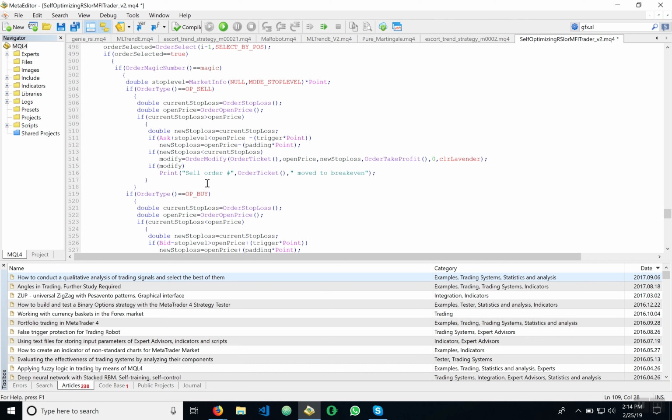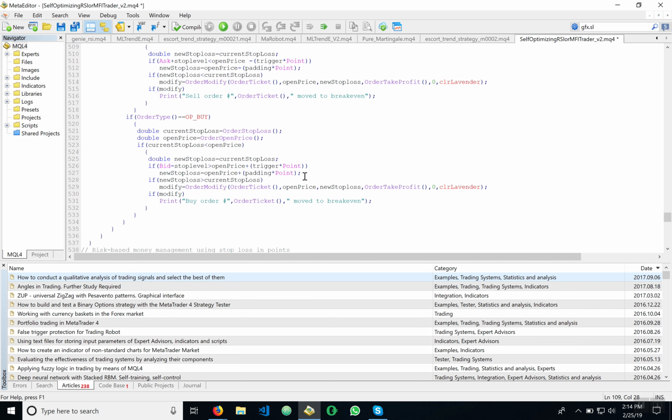If the new stop loss that it will incur on this trade is going to lead to a bigger number than the current stop loss, then it will modify the order and shift it to a break even in the case of selling, and vice versa in the case of buying.